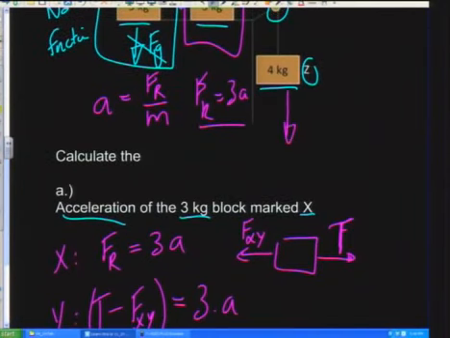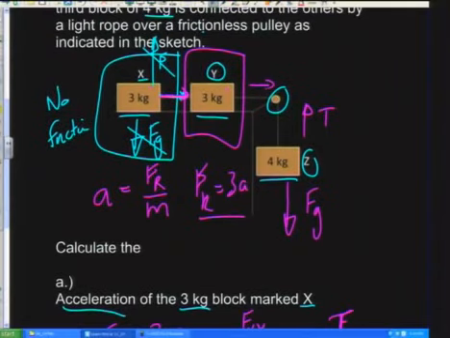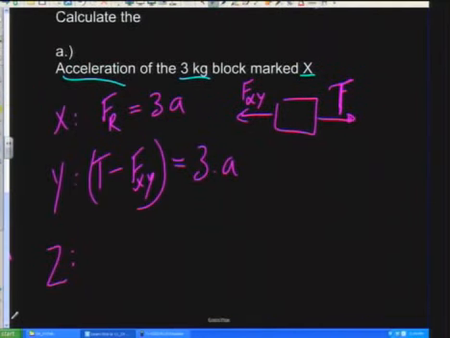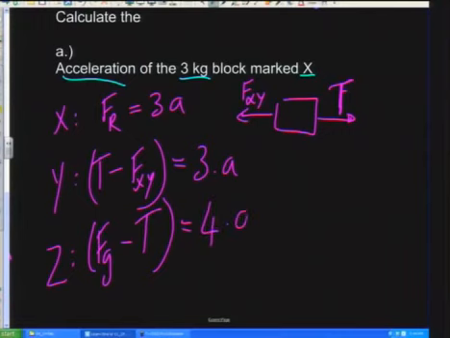Z has got the force of gravity acting on it, and it's got this tension that was in the string. And the tension here at this end and the tension there is the same. So I'm going to write up a little equation and set it up. What I need to know is that the force downwards, the Fg, is greater than the tension because it's moving down, minus tension is equal to 4 times the acceleration. The 4 comes from the mass.